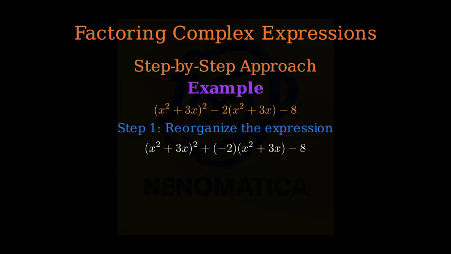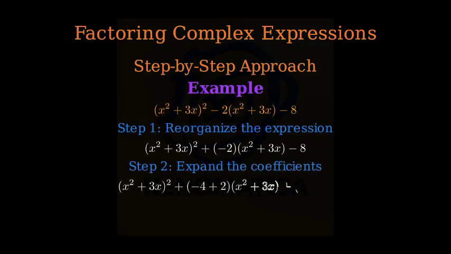In the next step, we'll expand negative 2 in the middle term. This gives us (x² + 3x)² + (−4 + 2)(x² + 3x) + (−4)(2).